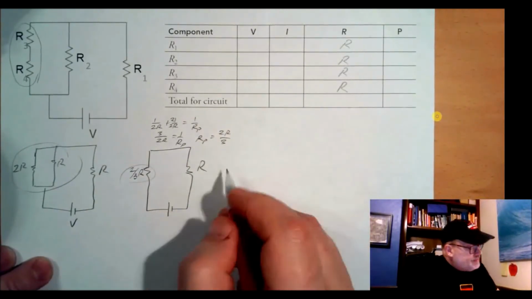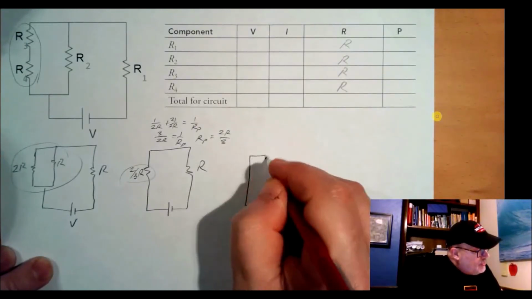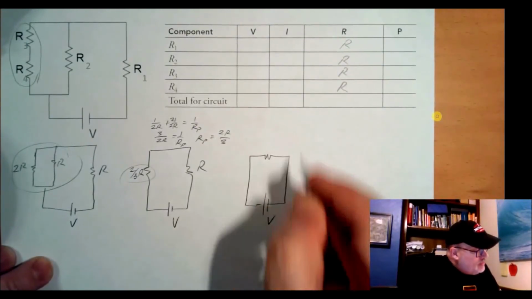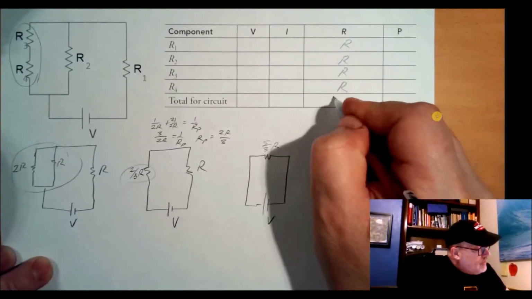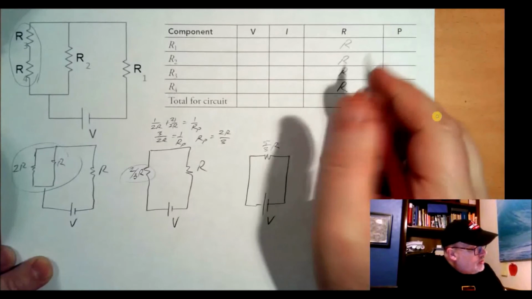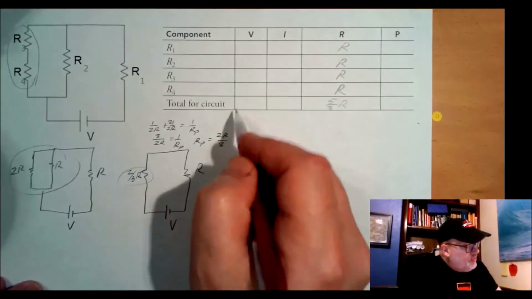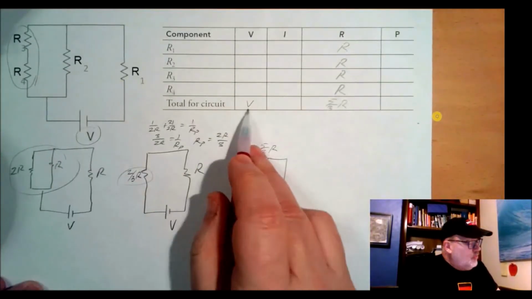Now, these two are in series, so I can just add them directly up, and I'm left with this, V. And then this one is going to be 2/3 plus 3/3, so I get 5/3 R. So that's my total, 5/3 R. So I know what the total volts are. That's V, that's given. So from these two, I can find I.